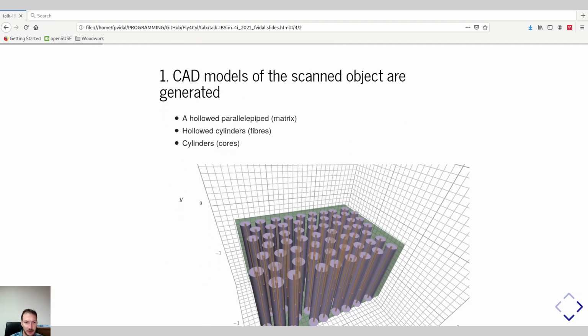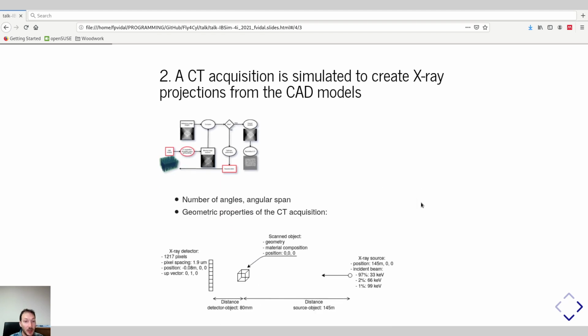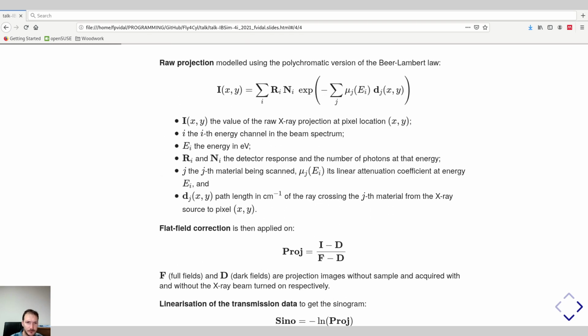And here you can see the CAD model. So basically it's a parallelepiped that's hollowed so that we can have the cylinders made of the fibers that are hollowed so that you go to the cores inside. Then we need to simulate the CT acquisition, so how many angles and the geometric properties from the CT acquisition, the detector parameters, and so on. And how do we simulate the X-ray projection? Well, we rely on the Beer-Lambert law. We see that we improve that to have artifacts.